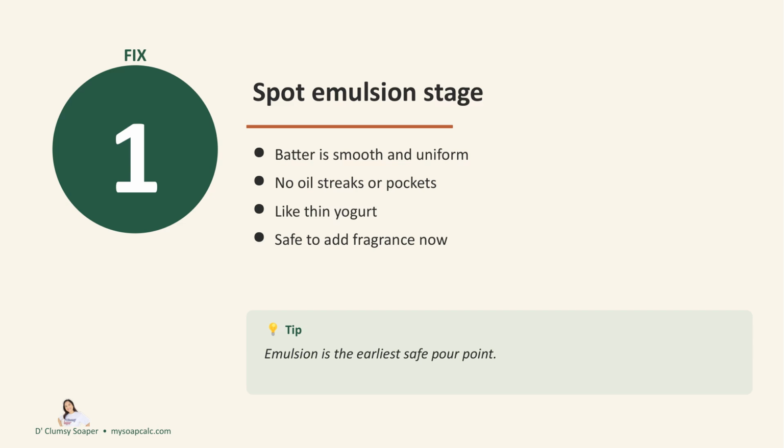When your batter reaches emulsion stage, the oils and lye water have come together into one smooth, uniform mixture. No streaks, no oily pockets floating around, just a consistent batter that looks a lot like thin yogurt or a very light pancake batter. Think of it like making a simple vinaigrette. At first, the oil and vinegar separate, but once they emulsify, you get that creamy, blended consistency. This is your earliest safe pour point, and it is also the earliest safe moment to add your fragrance oils.